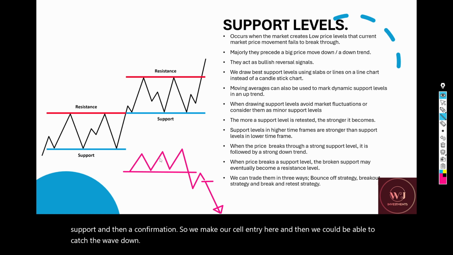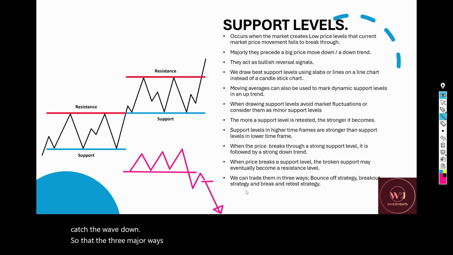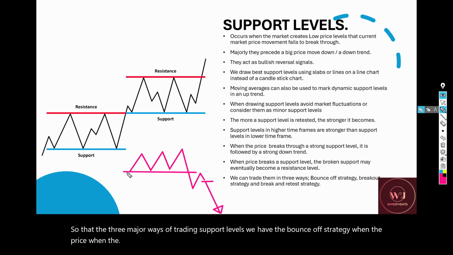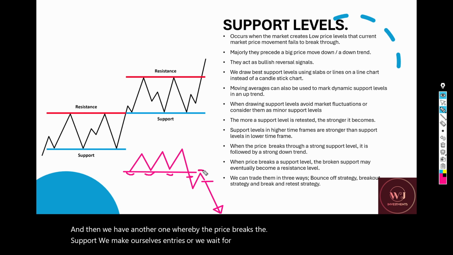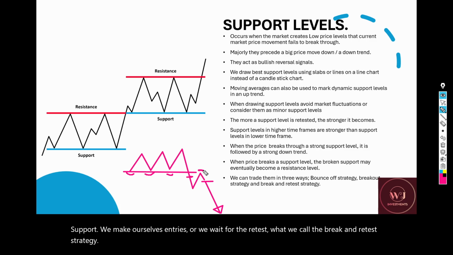Those are the three major ways of trading support levels. We have the bounce off strategy when the price is bouncing off a support, for example here. And then we have another one whereby the price breaks the support, we make our sell entries, or we wait for the retest, what we call the break and retest strategy. So that is it. We continue with the video.